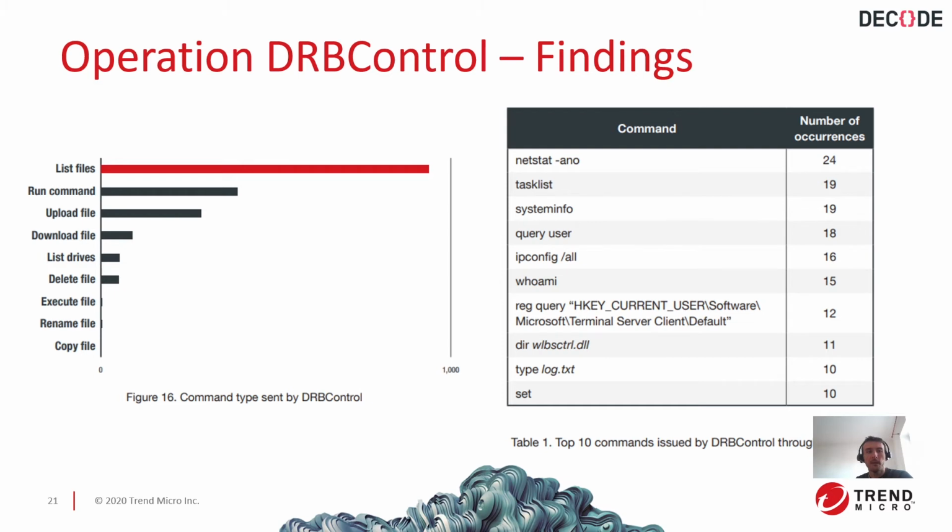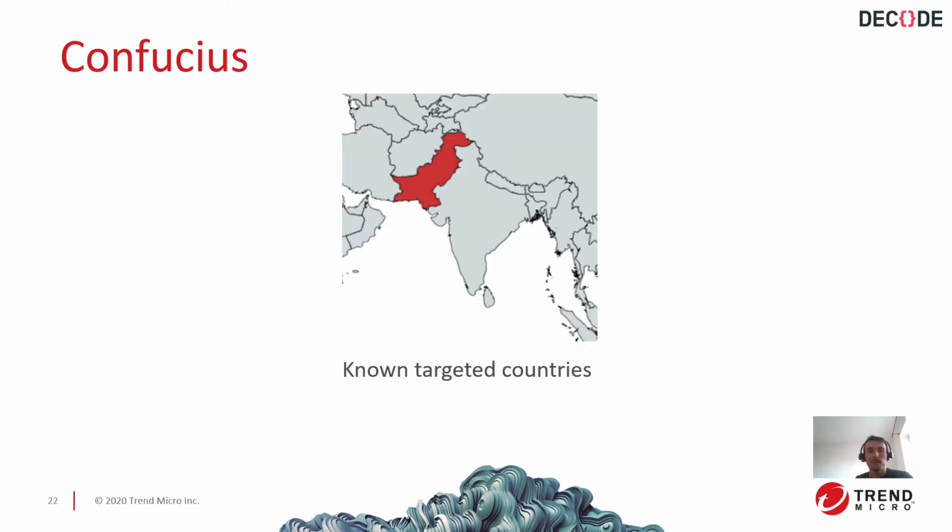As you can see on the left, the threat actor is mostly interested in listing files and running commands, so likely espionage. And on the right, there are some commands executed via the cmd /c command, and they are usually for collecting information like task list, system information, and network statistics.